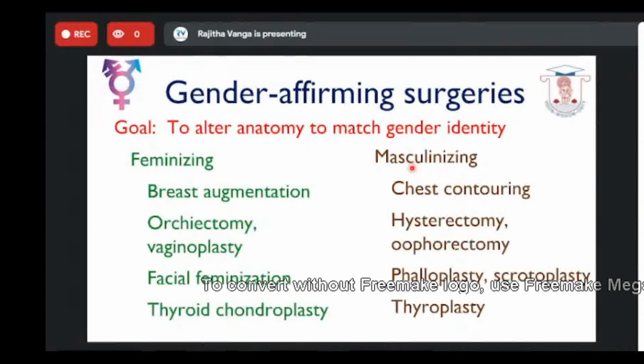In masculinizing, the surgeries are chest contouring, hysterectomy, which means removal of uterus, and oophorectomy, removal of ovaries, phalloplasty, which means making a new phallus or penis, and scrotoplasty and thyroplasty. So basically we can divide these surgeries as top and bottom surgeries. Top surgeries are mainly associated with the chest, and genital or bottom surgeries transform or reconstruct the genitalia.